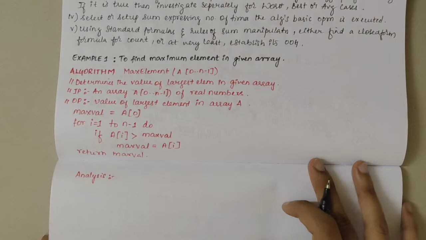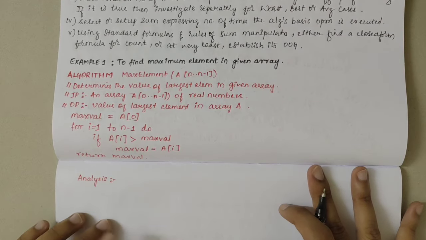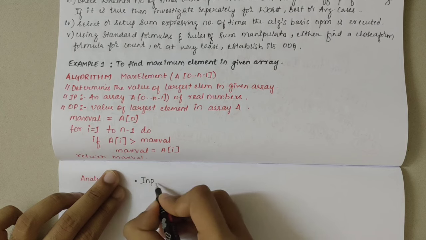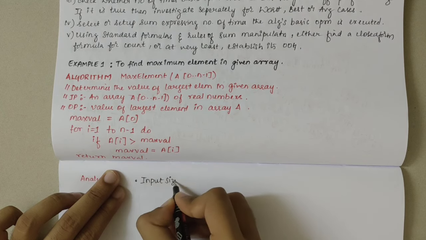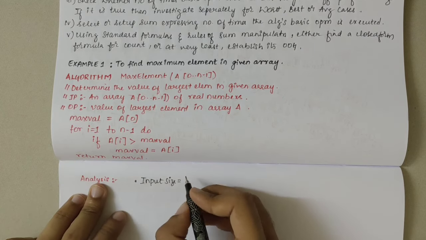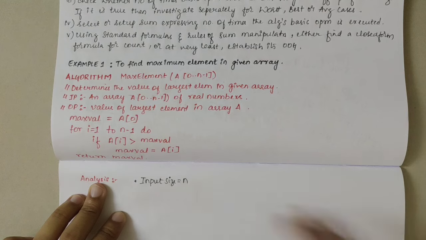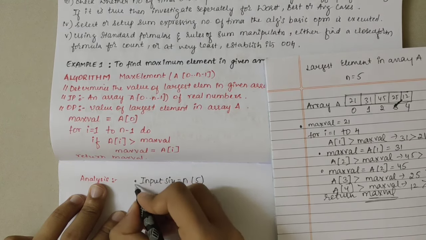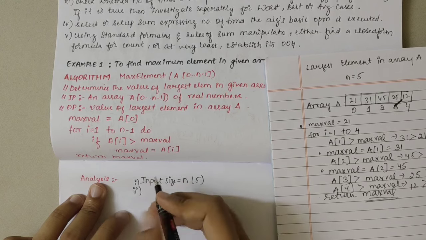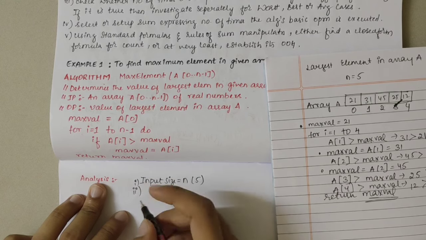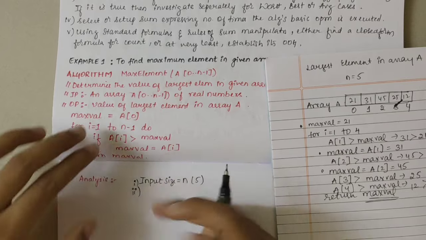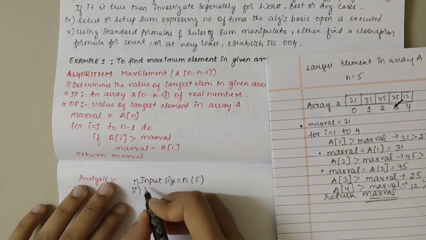As per the general plan, our first step would be to identify the input size. Input size here is n. The n value we have taken as 5. Second, we have to identify the basic operation. Here the basic operation is the comparison operation and assignment operation. These two lines are the basic operations.